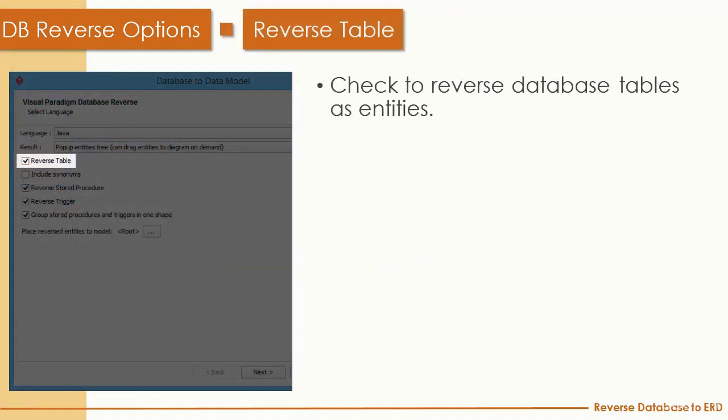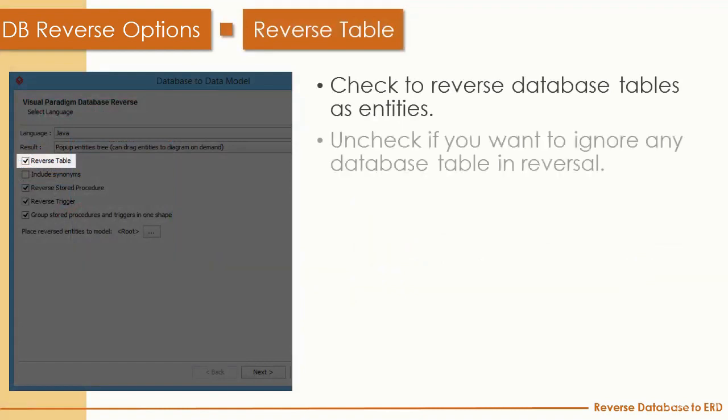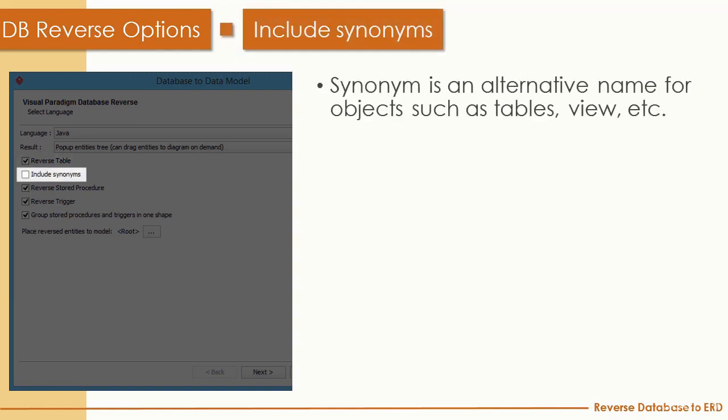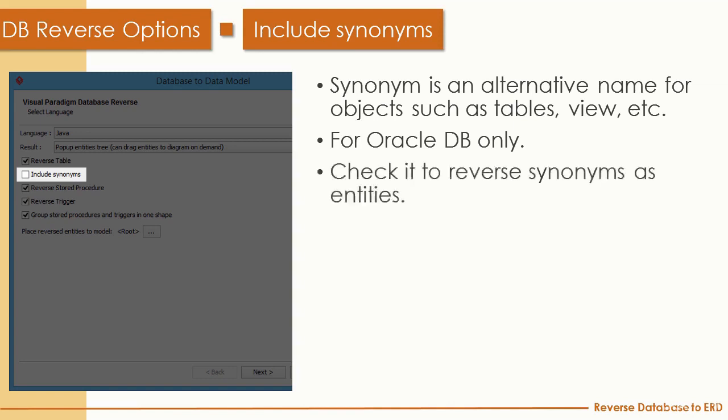The third option is reverse table. You check this if you want to reverse the table as an entity. If you uncheck it, we will ignore all the database tables. This is useful if you just want to reverse the stored procedures or triggers. You can include synonyms. This is an alternative name of a table or view. Please be reminded that the synonym option is only supported in Oracle databases. Only Oracle databases provide synonyms. So if you reverse Oracle, you can check it.